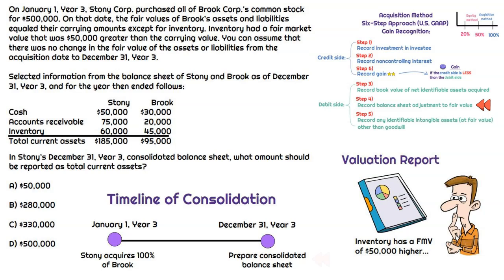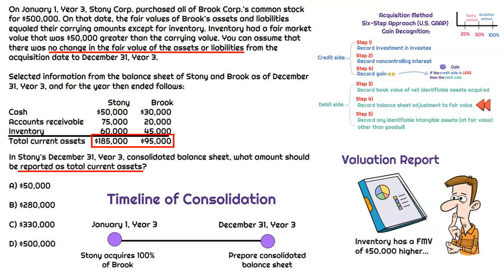So fast forward to the end of the year, it's now December 31, year 3, and we need to prepare the consolidated balance sheet. And it says there's no change to the fair value of the assets or liabilities from the acquisition date to this year-end balance sheet date. Now we're given some current asset information for both Stony and Brook as of December 31, year 3. Ultimately, the question is asking us on the consolidated balance sheet for December 31, year 3, what would be reported as total current assets? And it's not really that difficult.